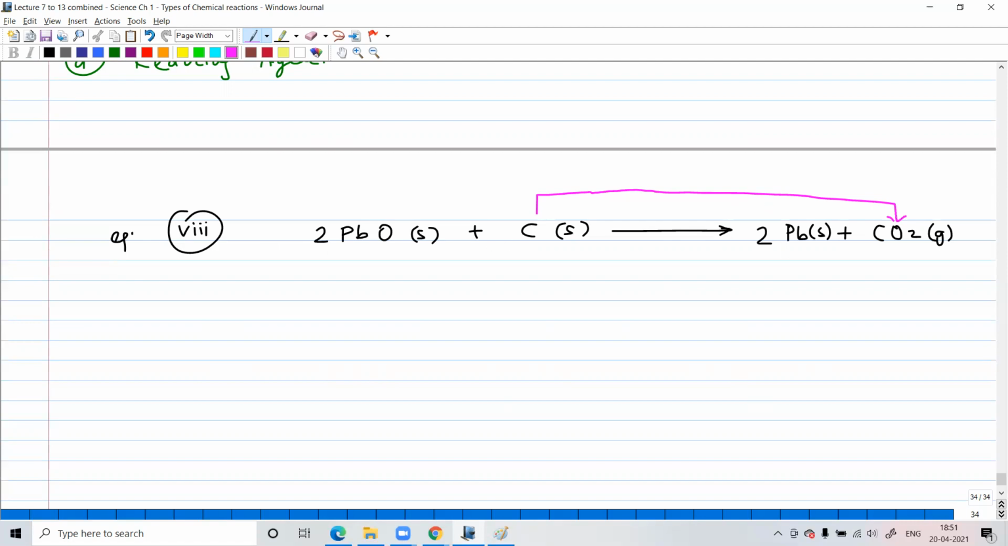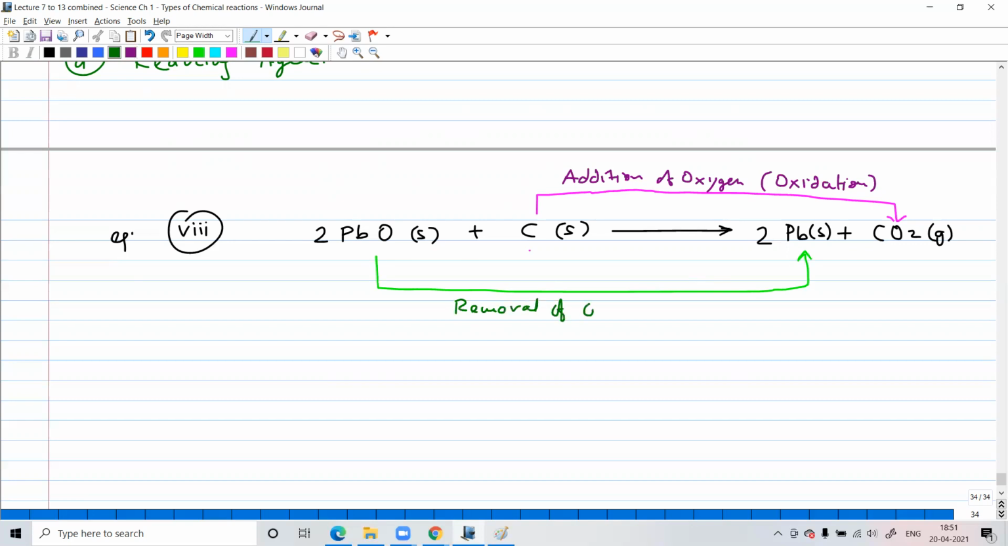Do you understand this? It was only carbon here. You see this side, oxygen got added to the carbon, no? That is how you identify oxidation is happening. Oxygen got added, addition of oxygen. We have been doing this so many times, right? Okay, same way, lead oxide is getting reduced to lead. What is the reason here? Removal of oxygen.